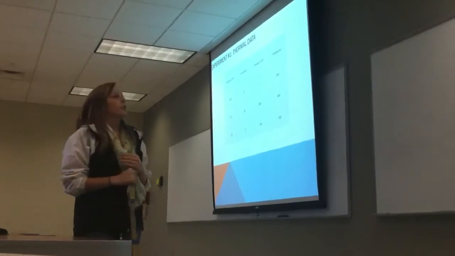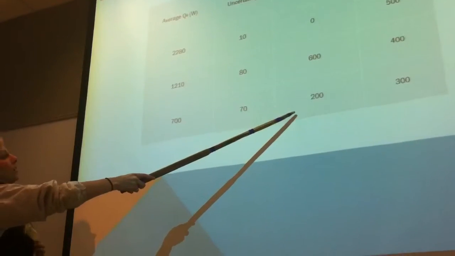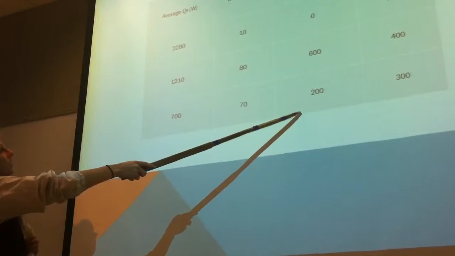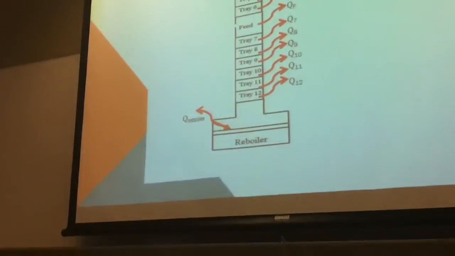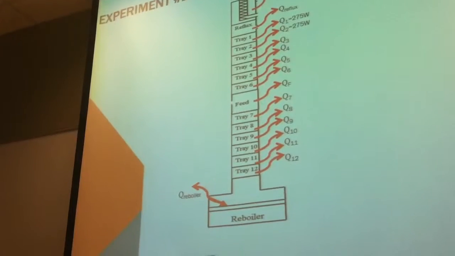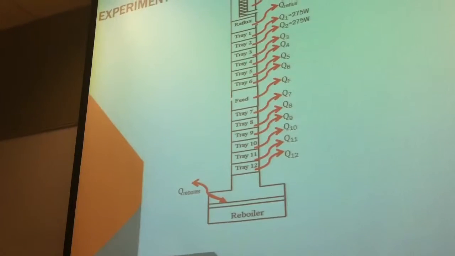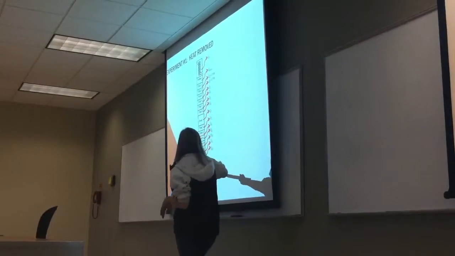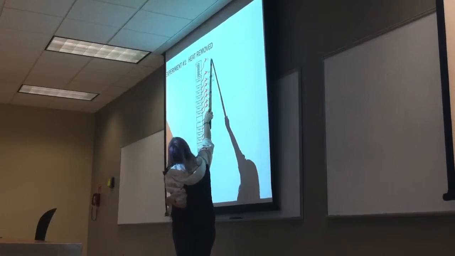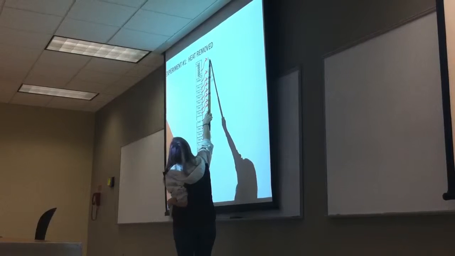This is our thermal data for experiment 1. We have our average heat release, and then our average heat from the condenser, and then the uncertainty in both. This is a schematic of the heat removed from the column. So each tray, there will be heat removed. And you put heat into the reboiler, and you also have heat removed from the condenser.